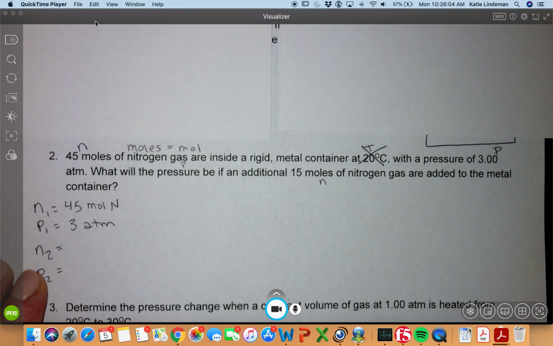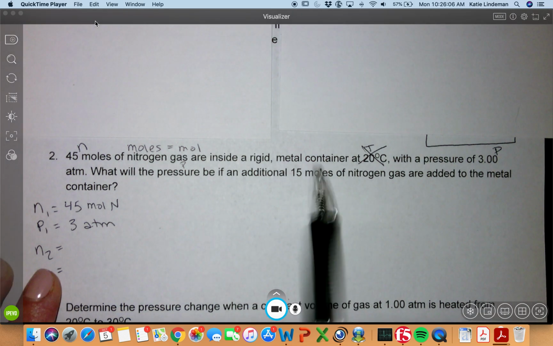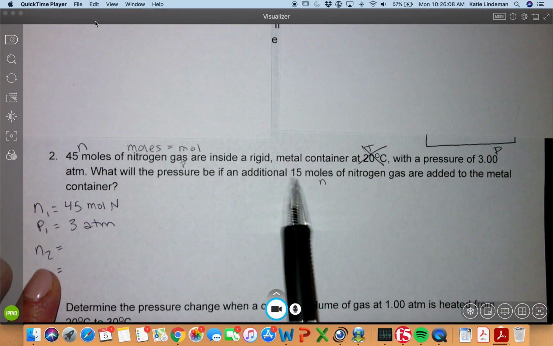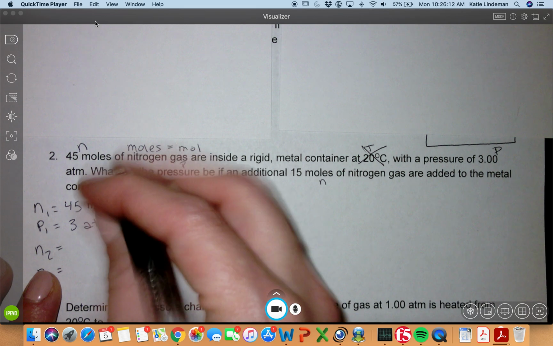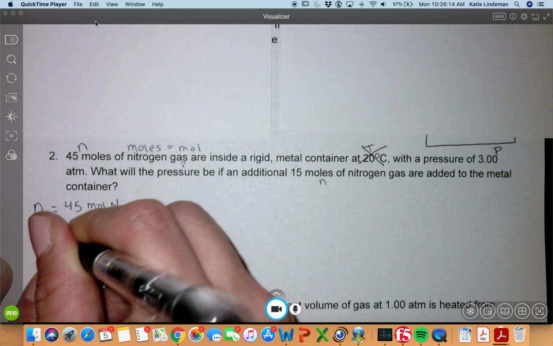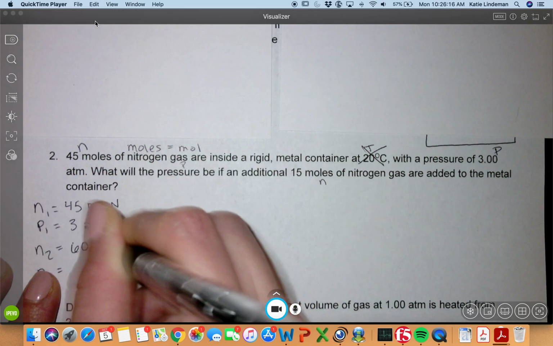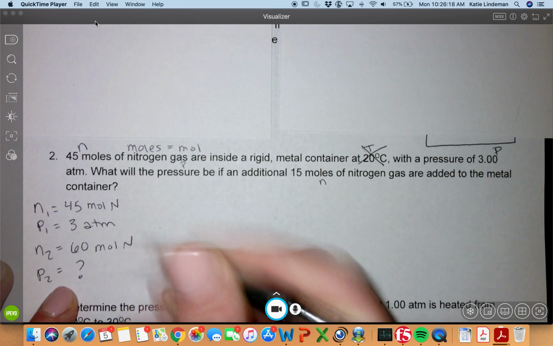For the number of moles for N2, you have 15 additional moles, not 15 moles. So 45 plus 15 is 60. And we do not know what the pressure is.